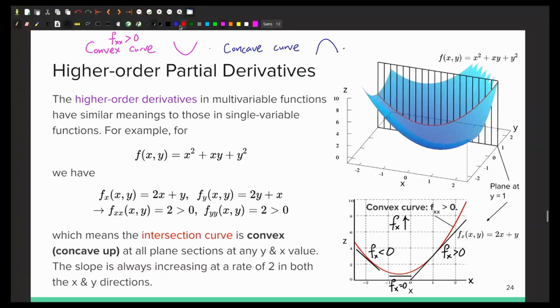Then if you have f sub xx less than 0, you can see this guy is less than 0. Because the slope here is positive, then goes to 0, then goes to negative. So therefore this is decreasing. That means the slope is decreasing. So if the slope is decreasing, the f sub xx must be negative. Then we call that a concave curve. So there are two types. Smiley face is convex. Then sad face is concave. Okay, so maybe I also write here that the f sub x is decreasing.